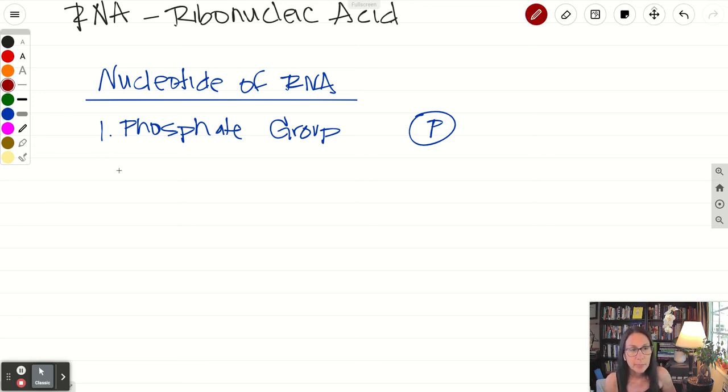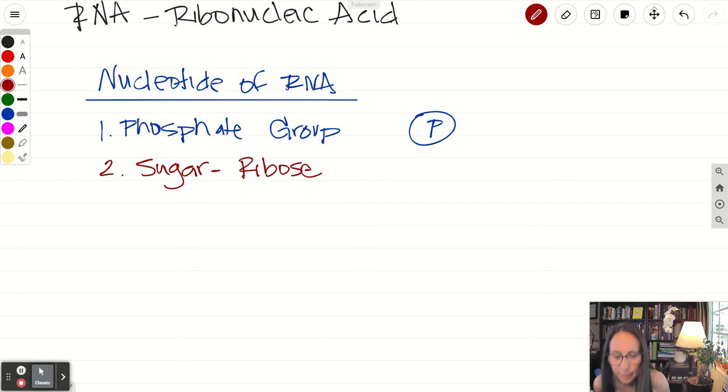The second part of a nucleotide of RNA is a sugar. Okay, a sugar is a carbohydrate. The sugar for RNA is, guess what? It's called ribose. Okay, ribose looks almost identical to deoxyribose. The only difference is that in deoxyribose, there is one less oxygen, which is why it's called deoxy, because it's like eliminating an oxygen. So it's like ribose with one less oxygen. Okay, but otherwise it looks exactly the same.